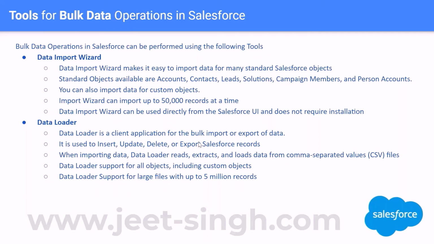Okay, now this is another small comparison here. Data Import Wizard could support up to 50,000 records, whereas Data Loader can support up to 5 million records in one single file. Okay, so in one single transaction you can deal with up to 5 million records, which is a big number.